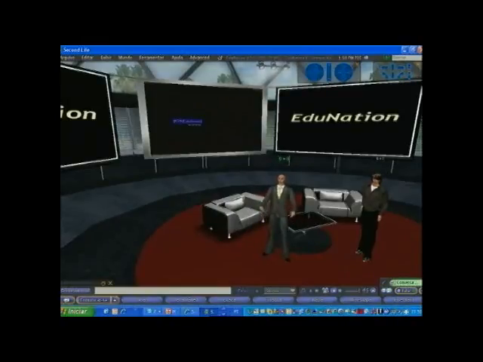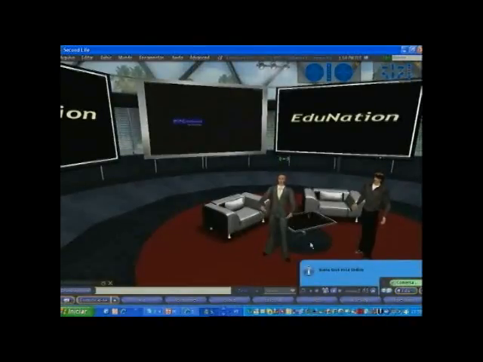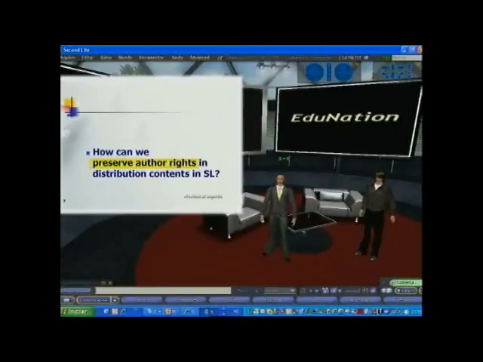Okay, I would like to put a new question to you, and this question now is how can we preserve all the rights in the distribution of content in Second Life? Do you have any idea? Because no one is glad to work for nothing. We need to spend our life and to feed our family, and what is necessary for a healthy life.